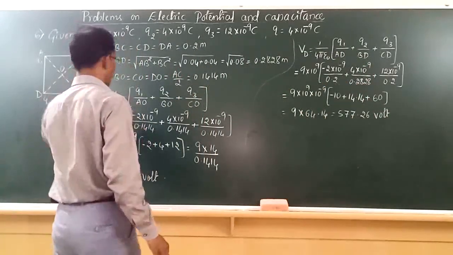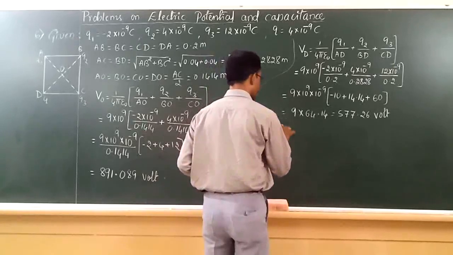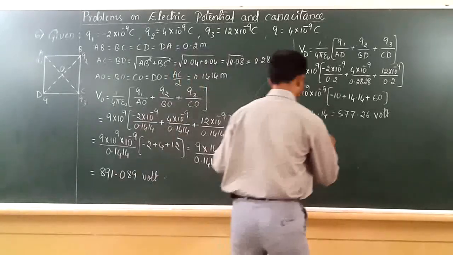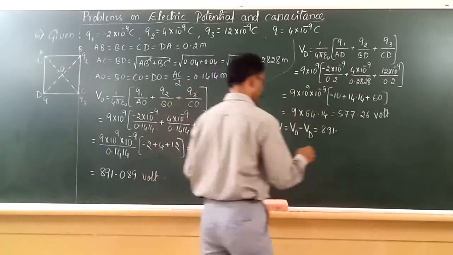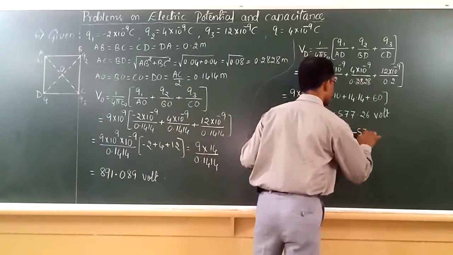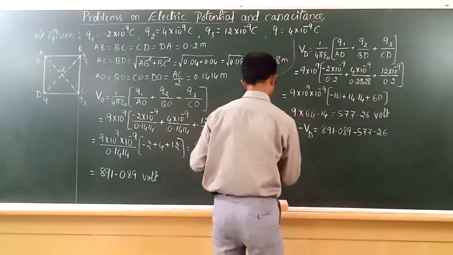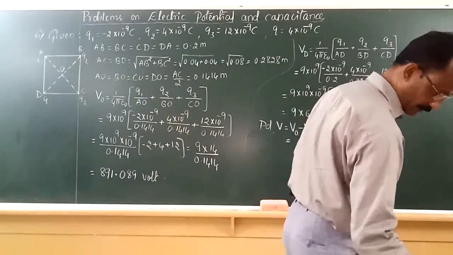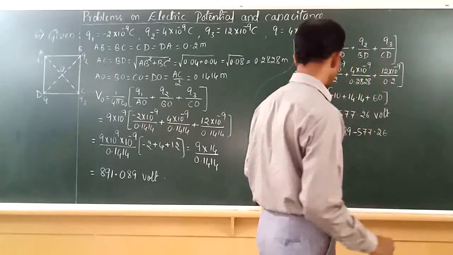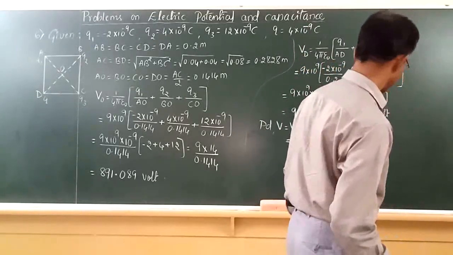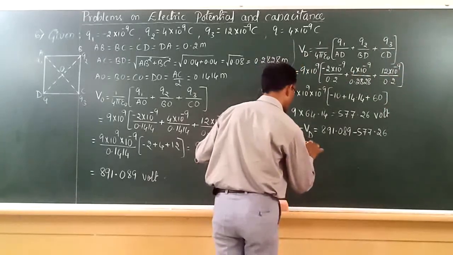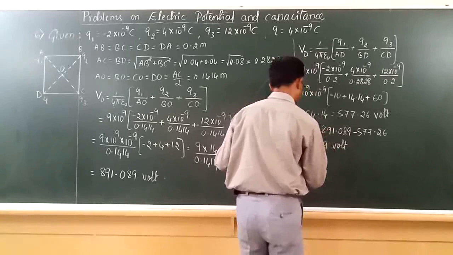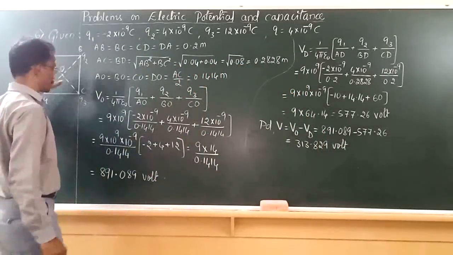Now find out the potential difference. V equals VO minus VD, which is 891.089 minus 577.26, equal to 313.829. Good. This is the potential difference between corner D and the center of the square.